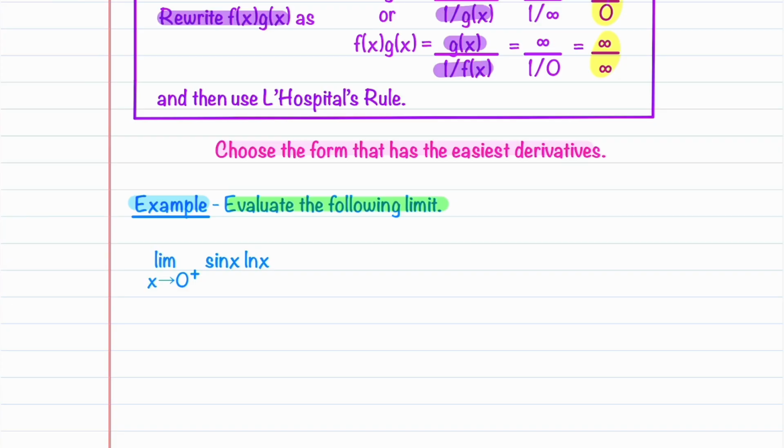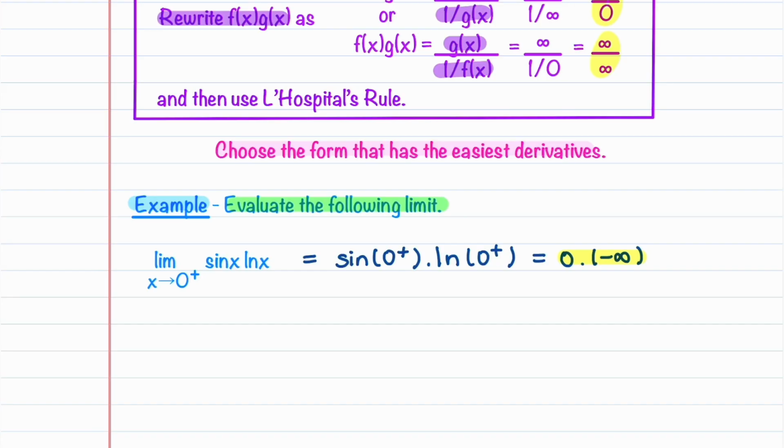X is approaching 0 from the right because the natural log is only defined when x is greater than 0. We're going to start by just substituting in that x is approaching 0. So this is sine of 0 from the right times natural log of 0 from the right. Sine of 0 is 0, and then the natural log of 0 from the right is minus infinity. So we get the indeterminate form 0 times infinity. This means that we need to rewrite our function. Let's go ahead and do that.